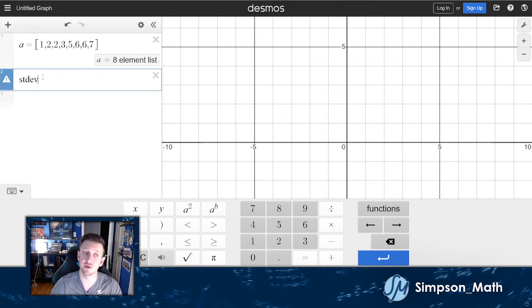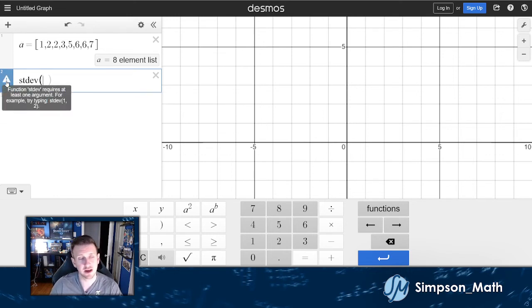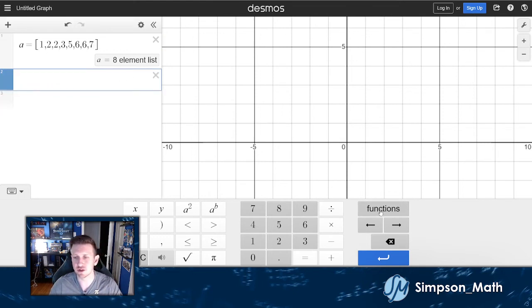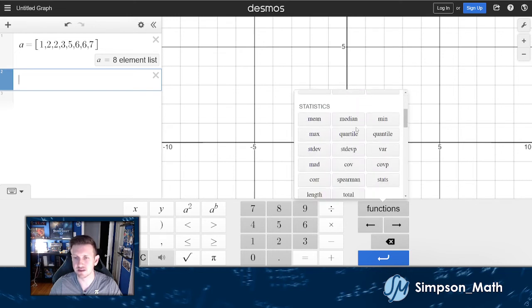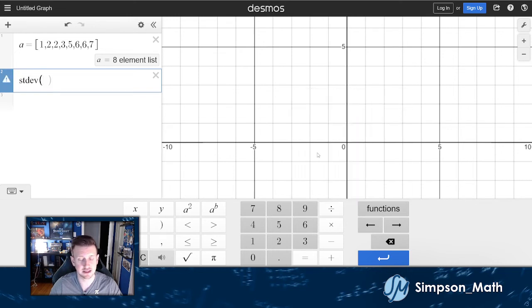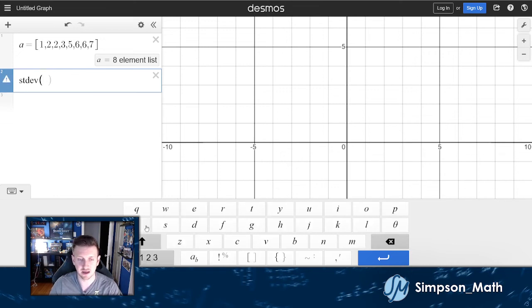So then you need to do an open parenthesis, and then put in your list, in this case A. If you're not sure, this little triangle will pop up, and it can tell you that it needs more arguments, so it needs multiple numbers. So it's like, try putting in 1, 2. In this case, we have a few more than 1, 2. If you didn't just want to type it in from scratch, you can open up the functions, scroll down to statistics, just click STDEV, and then say A, or come over to ABC and then say A.